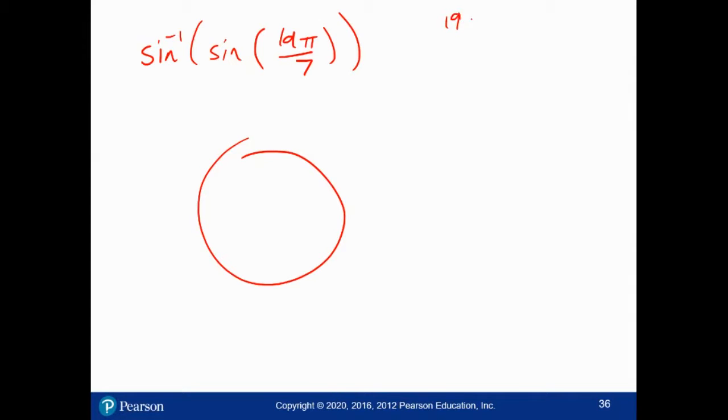Okay, so let's just do a couple more practice problems like this. For example, what is the arcsine of the sine of 19 pi over 7? So 19 pi over 7 is a weird angle, but it's definitely not in between pi over 2 and negative pi over 2. In fact, 19 pi over 7 is 14 pi over 7 plus 5 pi over 7. Why would I do this? Because that's 2 pi, that's a whole rotation, plus 5 pi over 7.